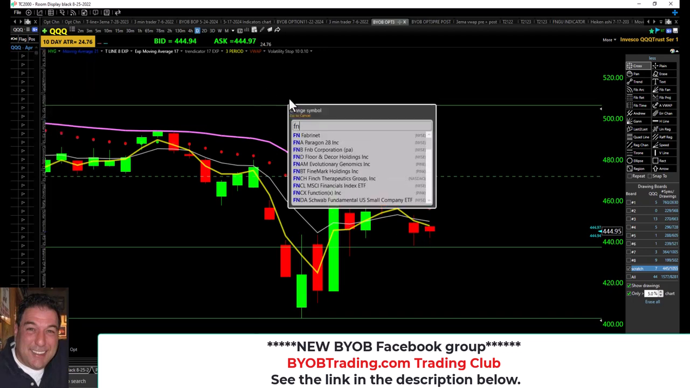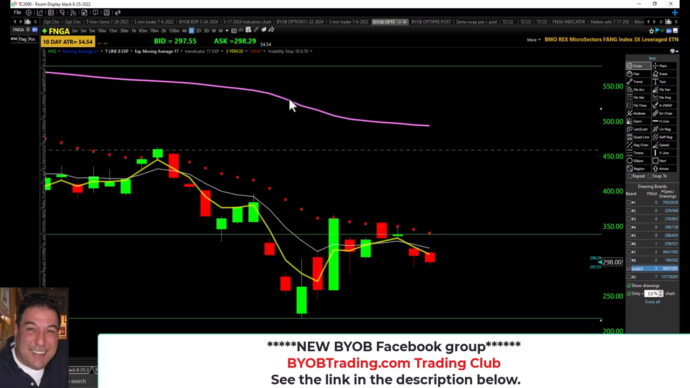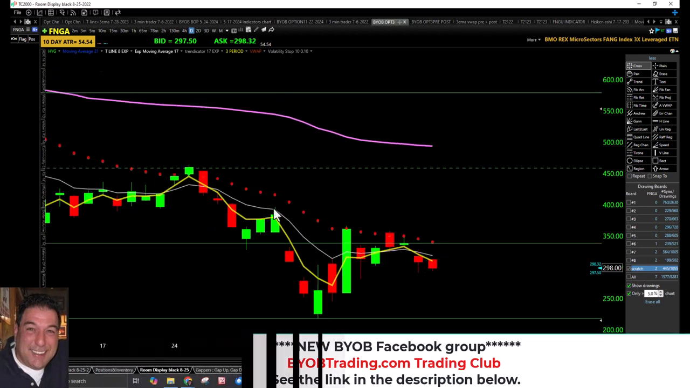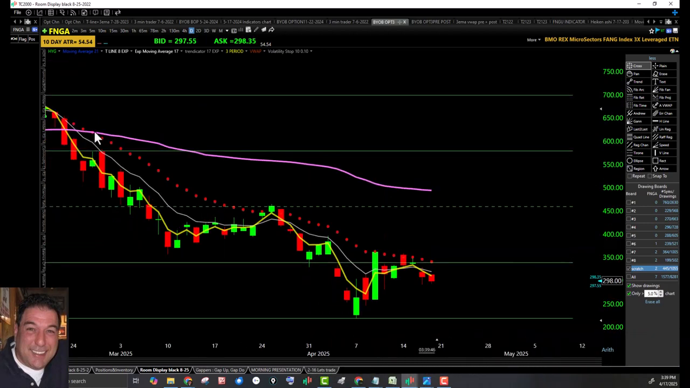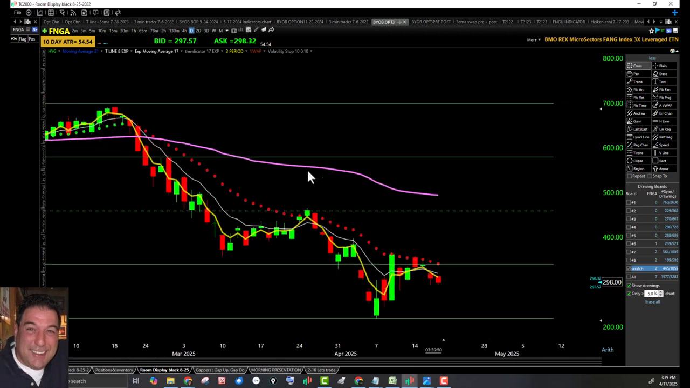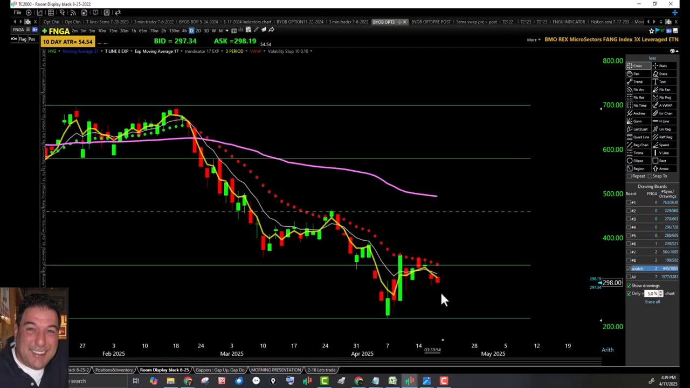Let's take a look at FNGA. Another inside day. Higher low, lower high, closing under a bearish trap. See the 3 underneath the 8. Underneath the falling 17, that's the red dots. Notice they fall from here all the way down to here. Underneath the all-time high anchored VWAP, that's the pink line. Down here in quadrant 1, that's bearish.